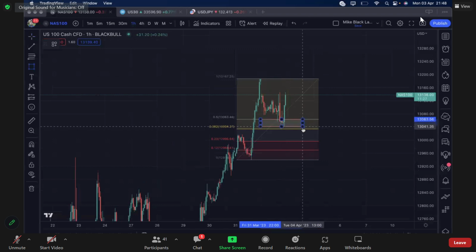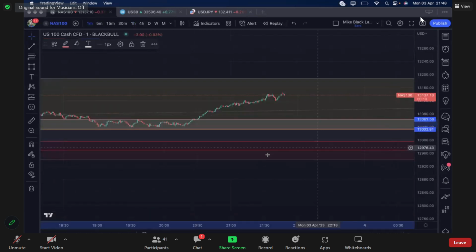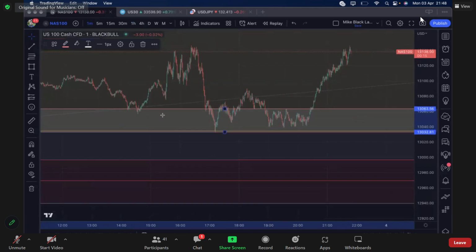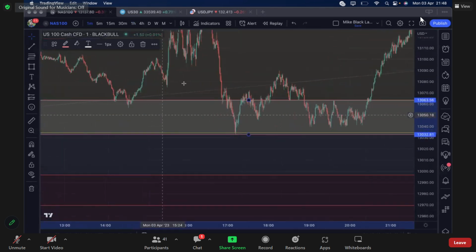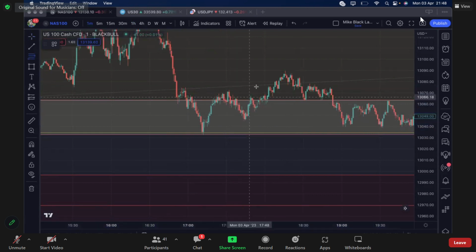Let's just, for interest's sake, see if we had a change of character. Which we did. Yeah, there was. There we had our change of character. And then it came to the golden zone.